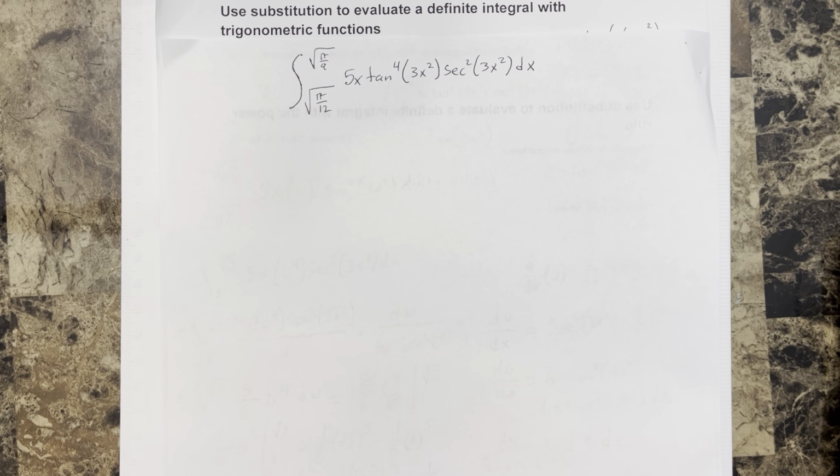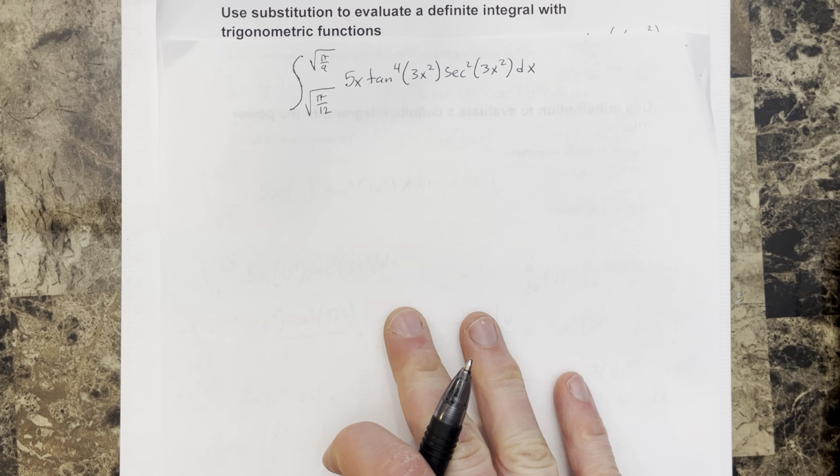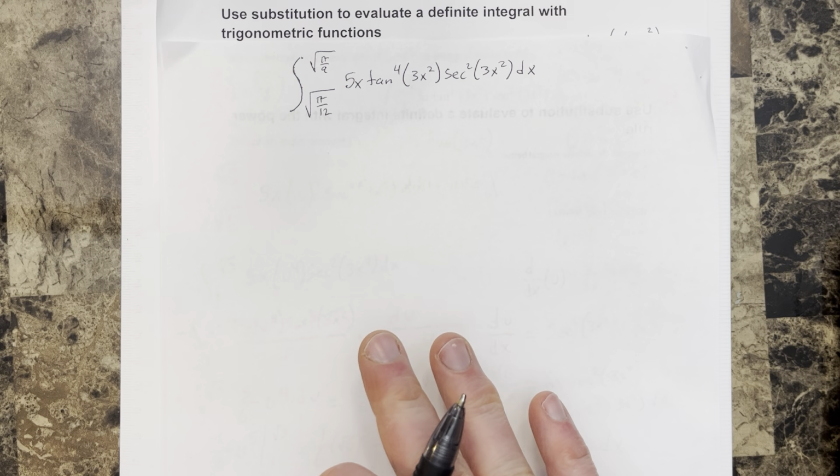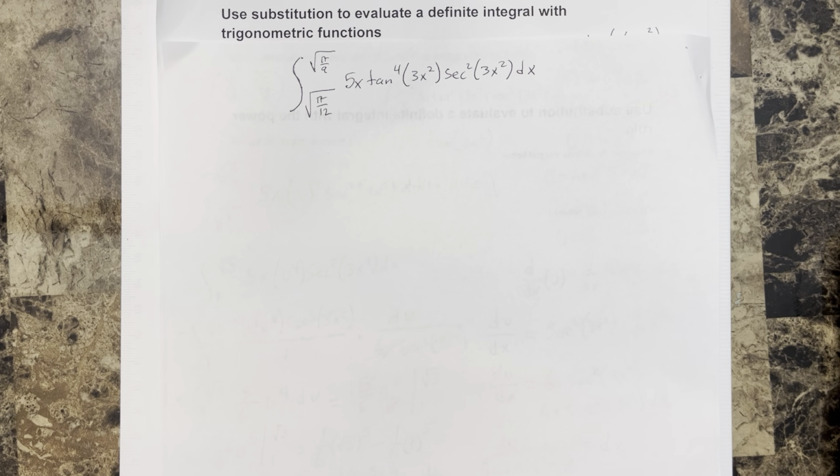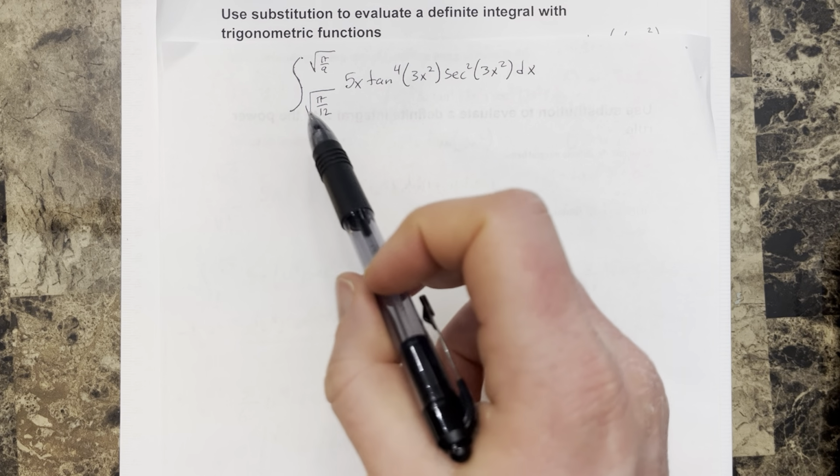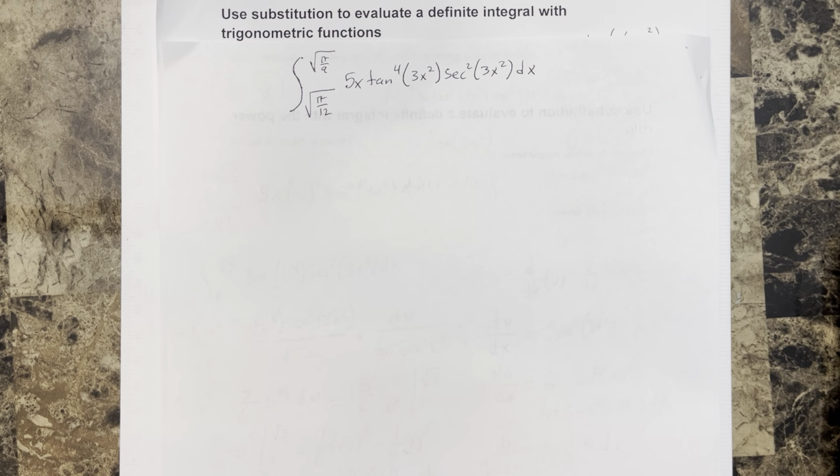In this video, we're going to use substitution to evaluate a definite integral with trigonometric functions. They give us the integral from root pi over 12 to root pi over 9 of 5x tan to the fourth of 3x squared, secant squared of 3x squared, dx.